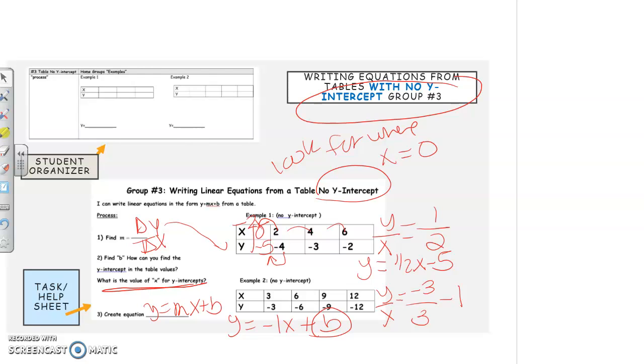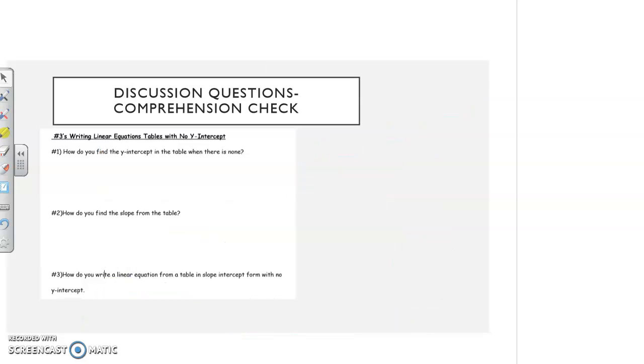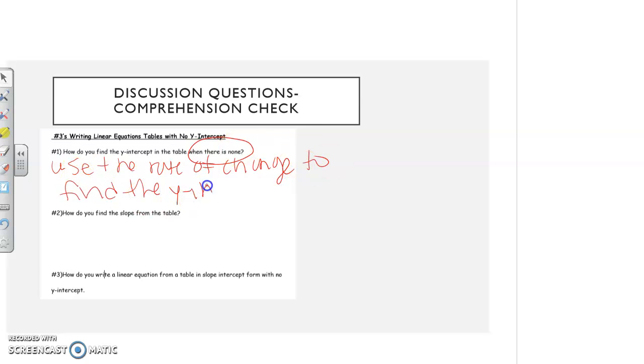I'm going to move on just for some time. Then they're going to answer questions together in their tables. How do you find the y-intercept in a table when there is none, right? We have to use the rate of change to find the y-intercept. We have to create it, okay?